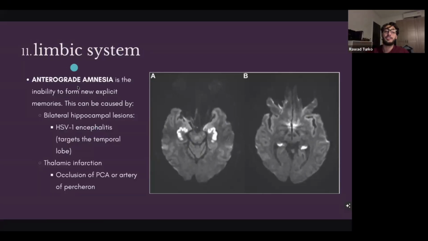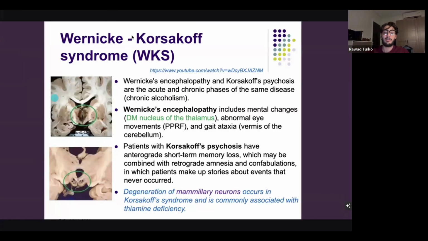Okay, so again, anterograde amnesia is the inability to form new explicit memories. You might remember that we have two forms of memories, and anterograde amnesia is an inability to form any new explicit memories after the time of the lesion or the disease process. Okay, now the next disease that I want to talk about is the Wernicke-Korsakoff syndrome. The main thing that's affected in Wernicke-Korsakoff syndrome are the mammillary bodies, which we'll talk about in a minute.